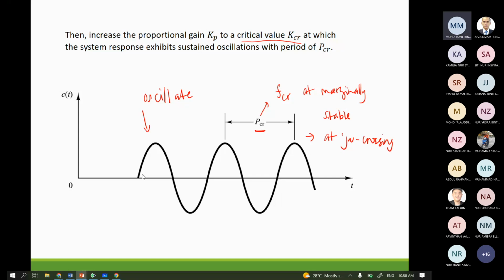When the system oscillates sustainably, then we can determine Pcr, the period of oscillation, and also the frequency of oscillation. So basically we determine Pcr and the frequency at the marginally stable system, which we can do using the jw axis crossing concept, or by using the Routh-Hurwitz criteria that you have learned in previous weeks.